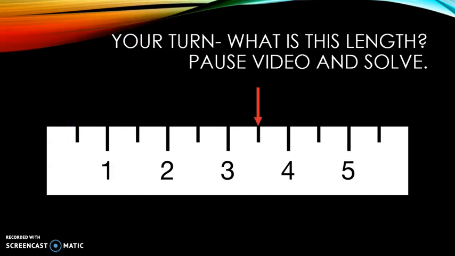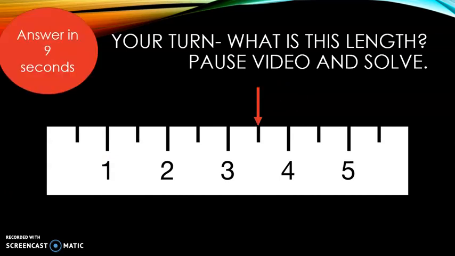Now you're going to try. In a minute, I would suggest that you pause your video because I'm going to do a countdown from 10 to 0. So you're going to try to figure out what this length is. If it takes you a little more time than the 10 seconds, then that's perfectly fine. What you're going to do is just press pause on your video and solve it. All right. Hopefully you pressed pause if you needed the extra help and the extra time.